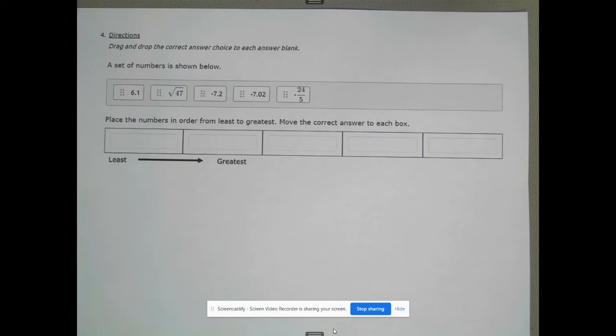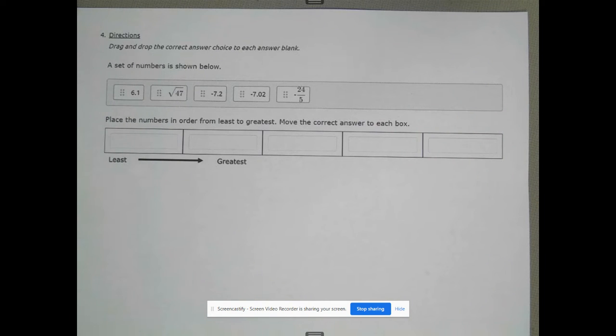Number 4, directions. Drag and drop the correct answer choice to each answer blank. A set of numbers is shown below. Place the numbers in order from least to greatest. Move the correct answer to each box.